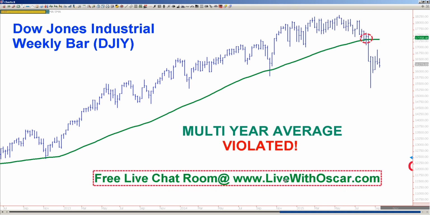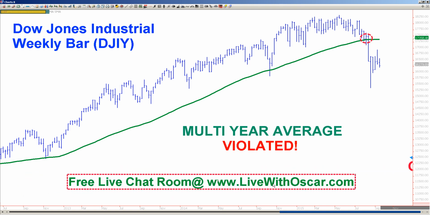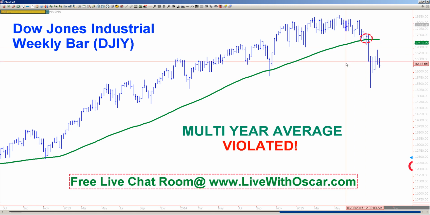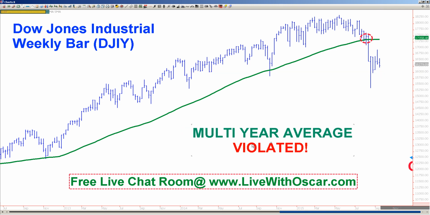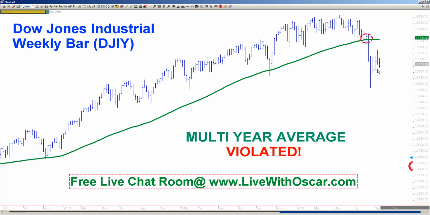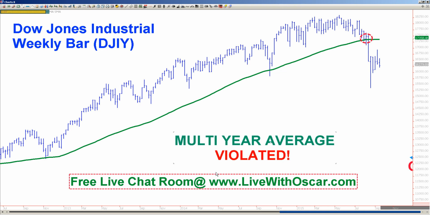Short term, of course. We are short-term traders at livewithoscar.com. So this is short-term, even though I'm showing you a weekly chart. We're looking for tomorrow's trade, maybe into Friday. And then, of course, opinions change rapidly the way these markets whip around. But we are bearish, undoubtedly, going into Thursday.